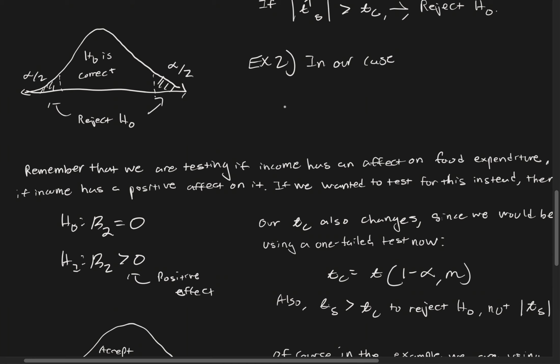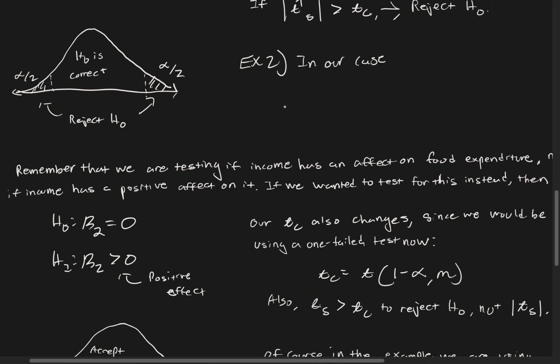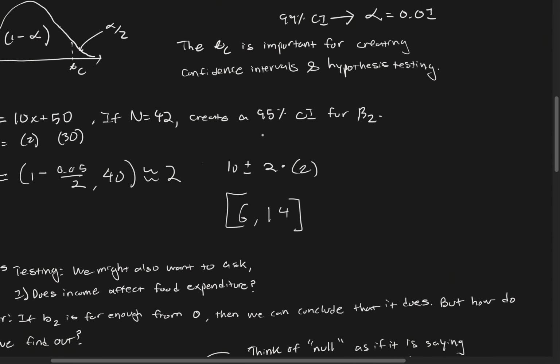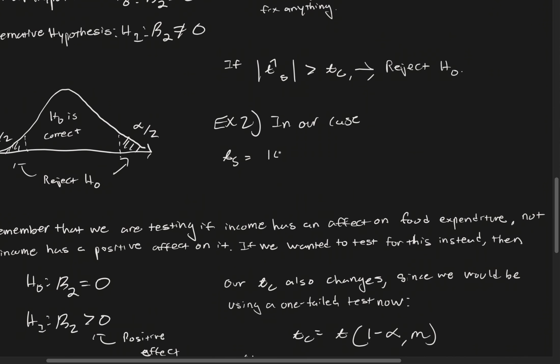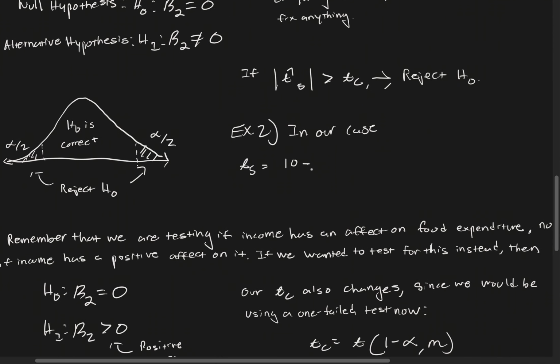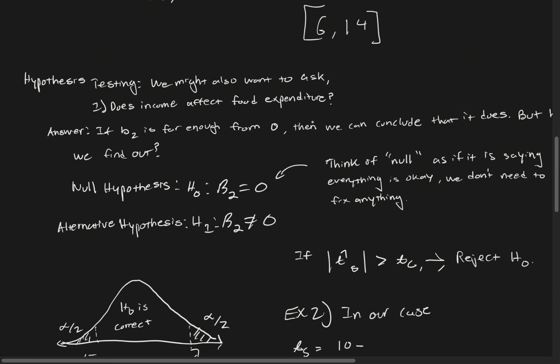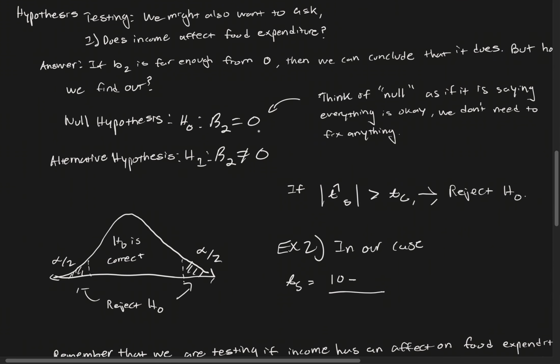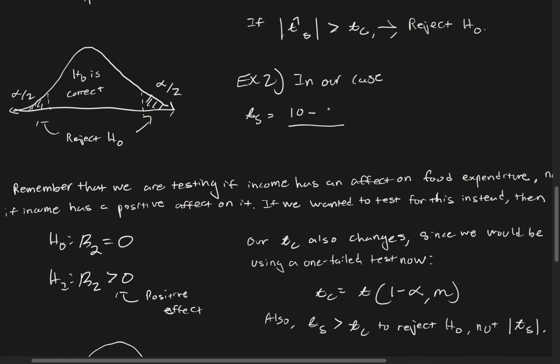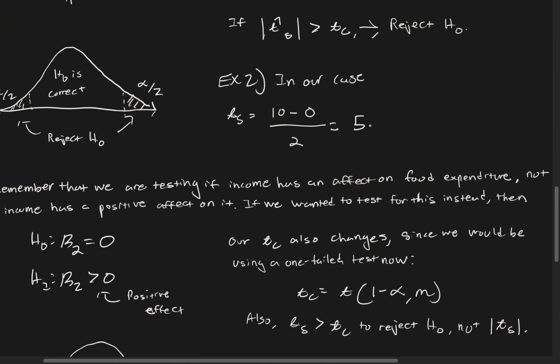Okay, so let's calculate the t-statistic. If we use this formula over here, that's 10 minus B2. Our formula for the test statistic is always going to be based on the null. So it's saying it's 0. And so our beta 2, or C, what we usually call, will be 0. And then our standard error was given as 2. And so our test statistic is 5.